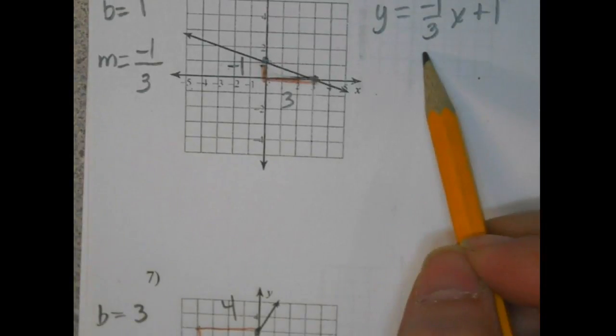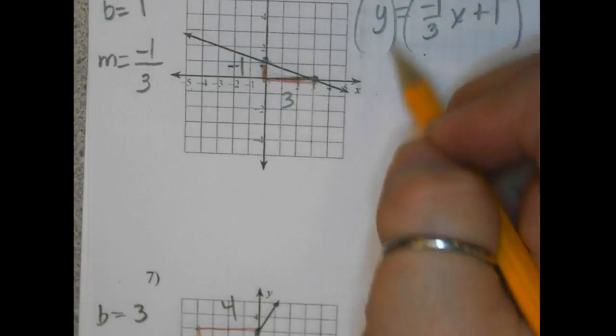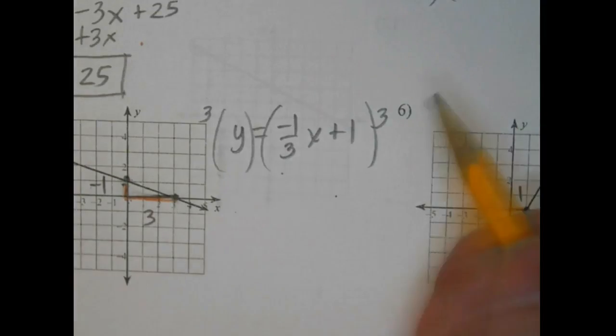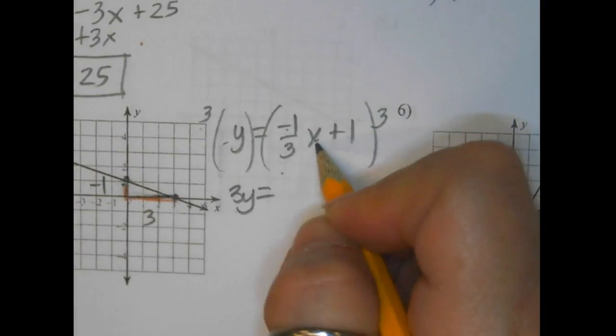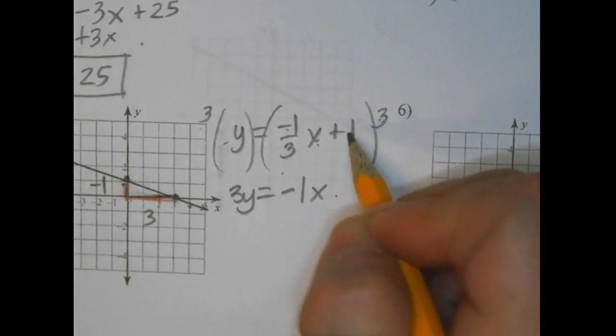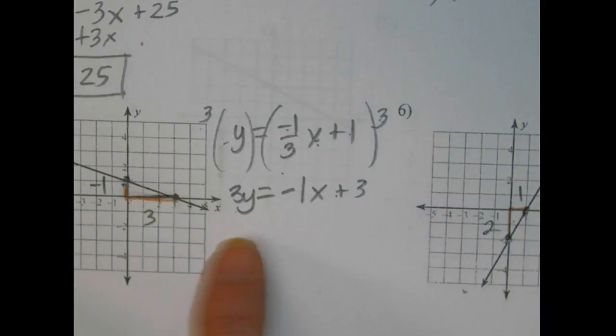Am I going to have to multiply by anything? Yes. I'm going to have to multiply both sides by what number? By 3. And that's going to give me the basis for the rest of my problem. 3y is equal to, this is going to cancel out, so I'm going to have a negative 1x. 3 times 1 is 3. And then I can solve it from here, right? Move that 1x over, and it's going to give me my standard form answer.